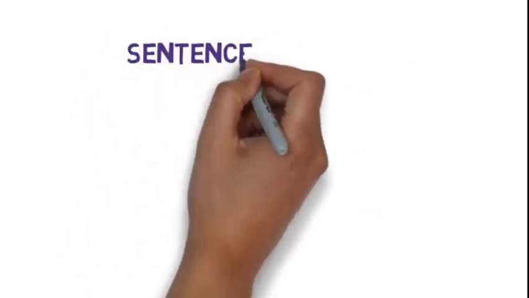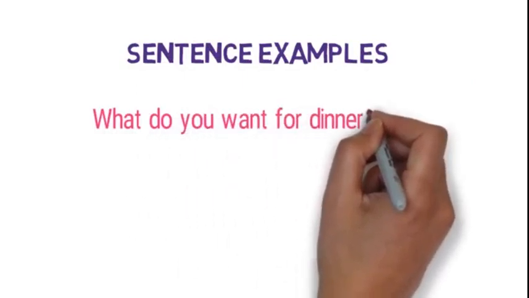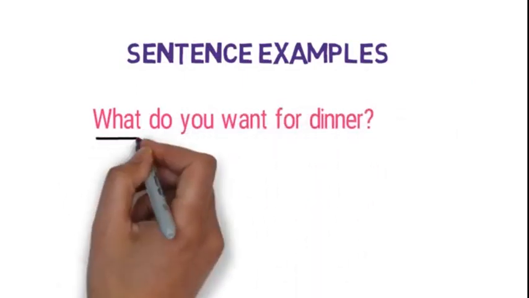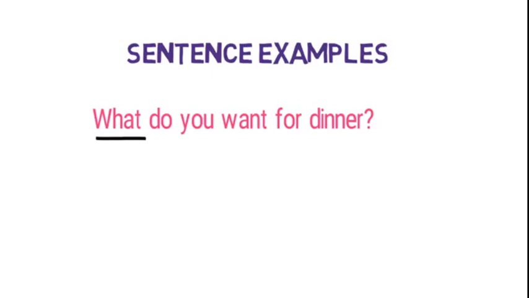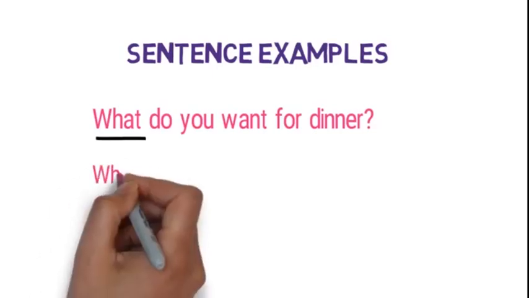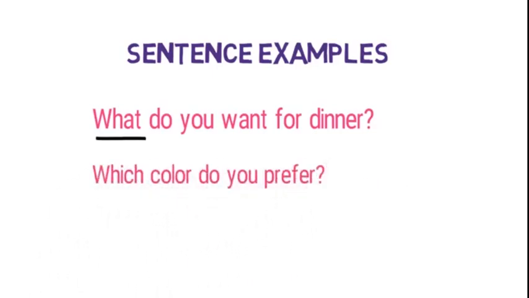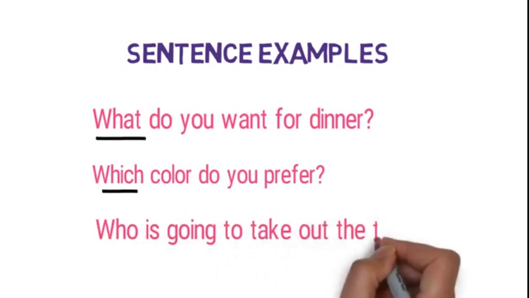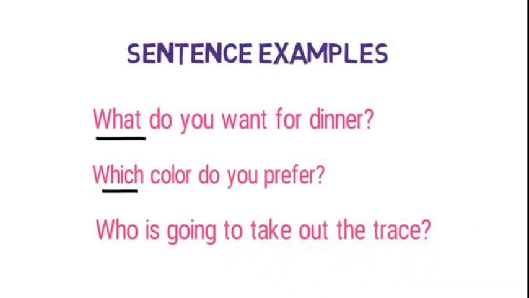Let's look into the sentence examples of some of them. What do you want for dinner? Here, what is used to ask a question about dinner. Which color do you prefer? Here, which is used to ask for color preferences. Who is going to take out the trays? Here, who is used to ask a question. So remember that interrogative pronouns are used when asking questions.